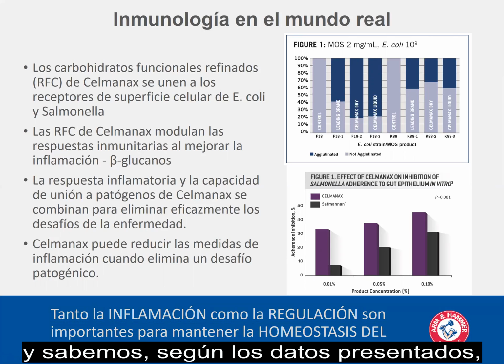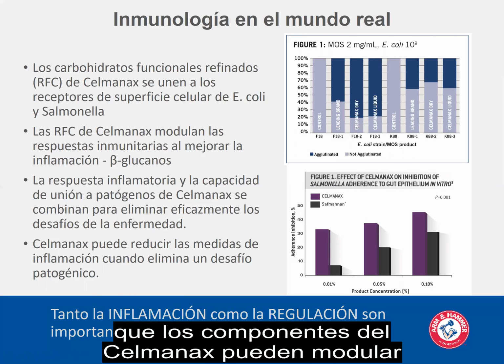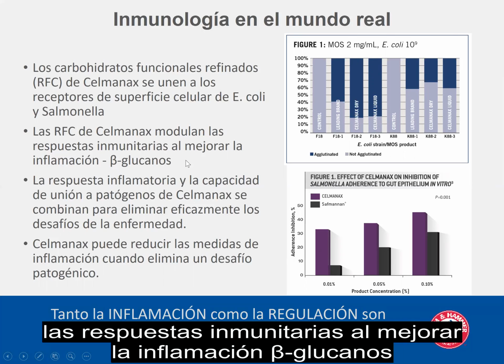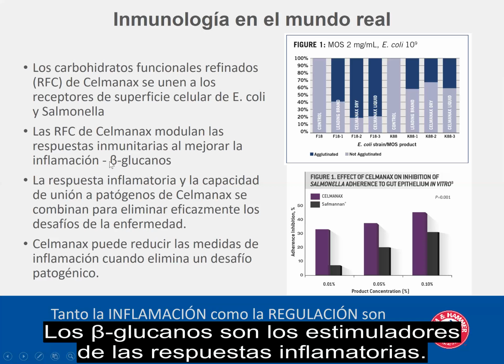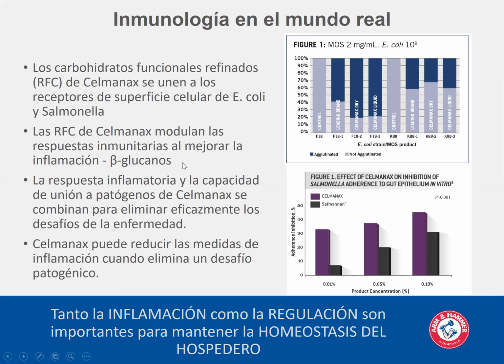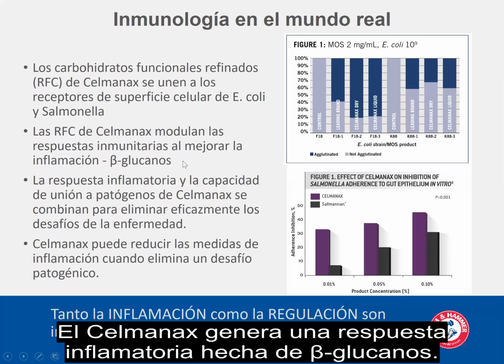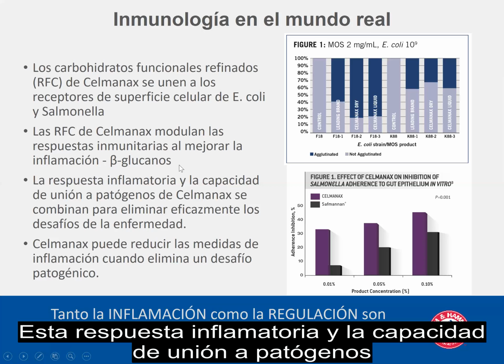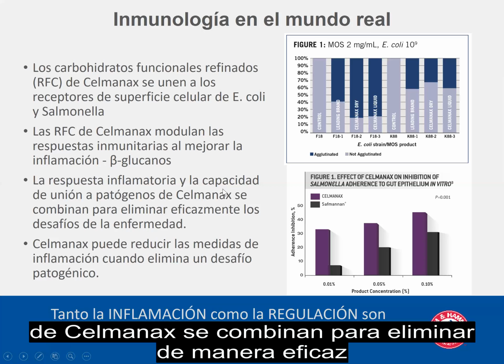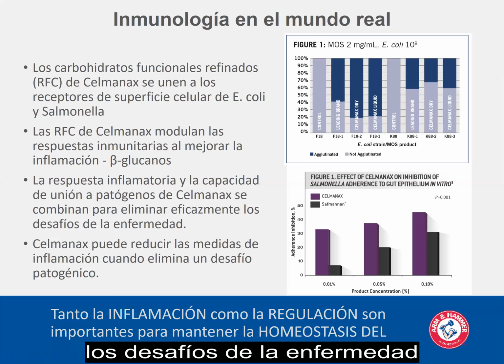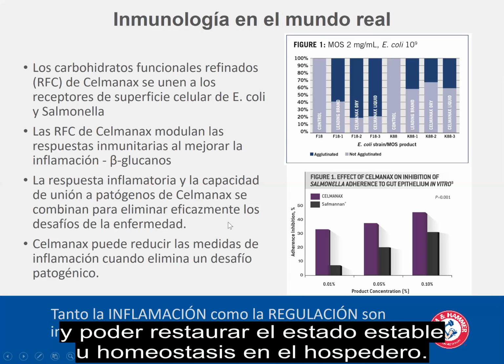And we know, based on the data that we showed, as well as the components of refined functional carbohydrates, that Salmonax can modulate immune responses really based on the beta-glucan component within the refined functional carbohydrates. Beta-glucans are a known stimulator of inflammatory immune responses. So Salmonax is bringing about an inflammatory response from its beta-glucans. And this inflammatory response, combined with the pathogen binding ability of Salmonax, can combine effectively to eliminate disease challenges and bring that host back to a steady state or homeostasis.